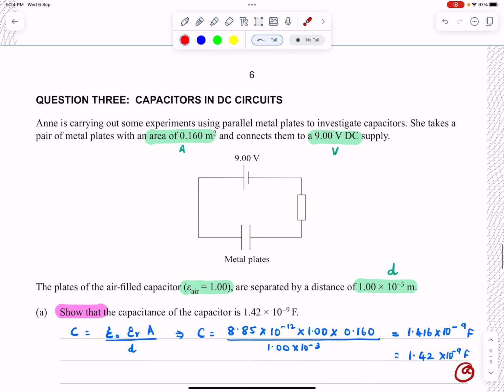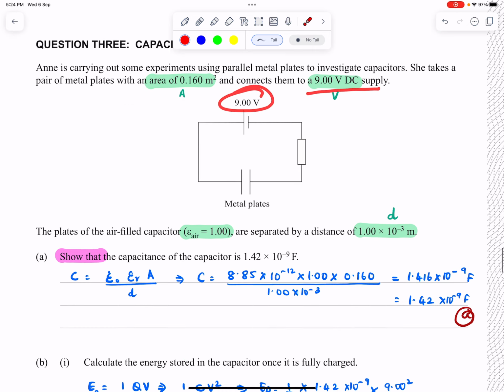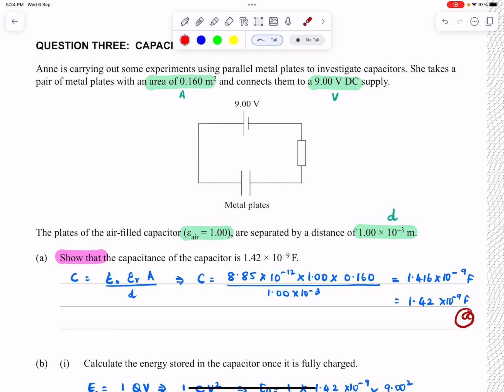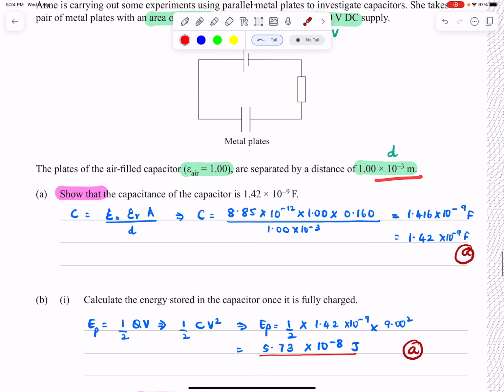Moving on to the last question, which is about capacitors and DC circuits. Annie is carrying out some experiments using parallel metal plates to investigate capacitors. She takes a pair of metal plates with an area of 0.160 meters squared, so there's your area, and connects it to a 9-volt DC supply, so there's your supply. Okay. Now the plates are air-filled. That means the dielectric constant for air is 1, and it's separated by a distance of 1 times 10 to the power of negative 3 meters.